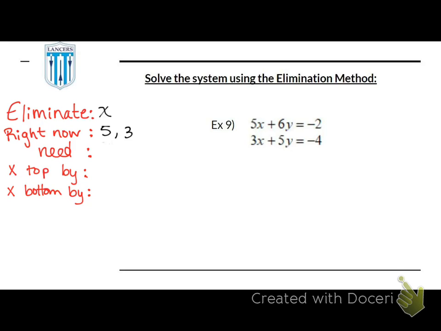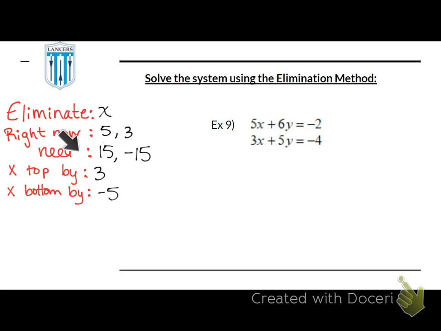Emma? 15 would work for us. So you need to have a 15 and a negative 15. It doesn't really matter which one's positive and which one's negative. You kind of just have to choose. If I'm trying to turn my 5 into a 15, what do I need to multiply the top by? 3. A 3. So multiply the top equation by a 3. And if I'm trying to turn my 3 into a negative 15, I'm multiplying the bottom by a negative 5.